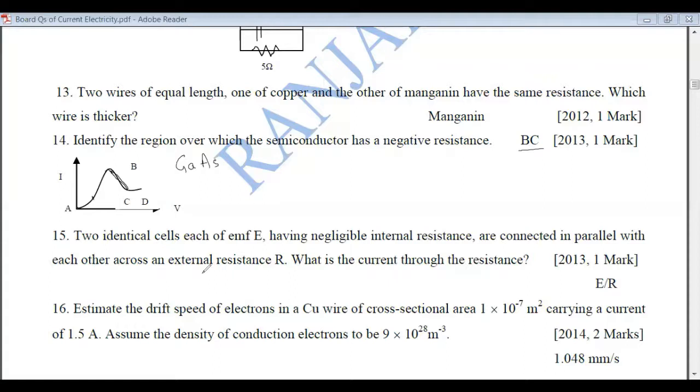Question number 15: two identical cells, each of EMF E and negligible internal resistance, are connected in parallel with each other across an external resistance capital R. What is the current through the resistance? We know that current is EMF upon the resistance. As these cells are connected in parallel, for the parallel combination the net EMF will be E only, upon the total resistance, which is capital R only. Why? Because the cell is having negligible internal resistance. So I is equal to E upon R.